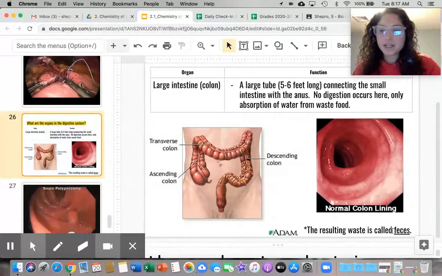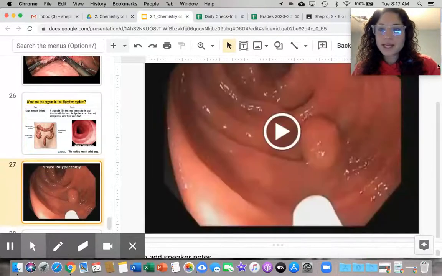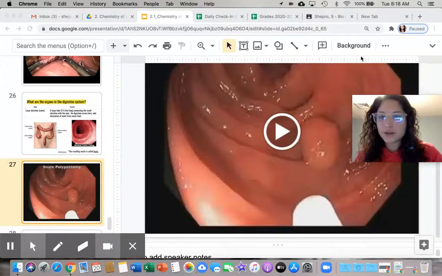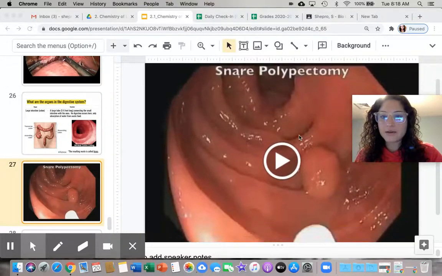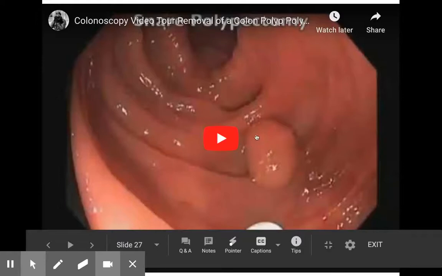And like I did mention, our solid poop, the scientific word for it is feces. So that's what's down here. So like I said, I do have another video to show you. This is what's called a polypectomy. So they're removing a polyp. Let me get into present mode again. They are going to be removing this polyp right here, that precancerous tumor.